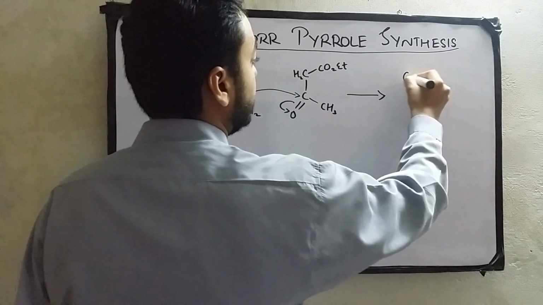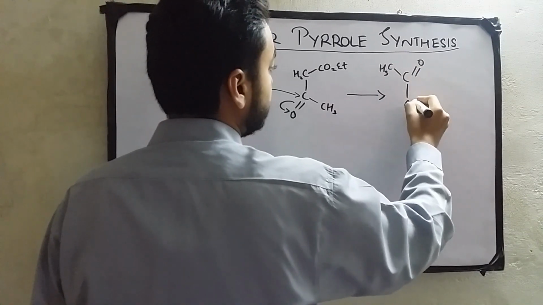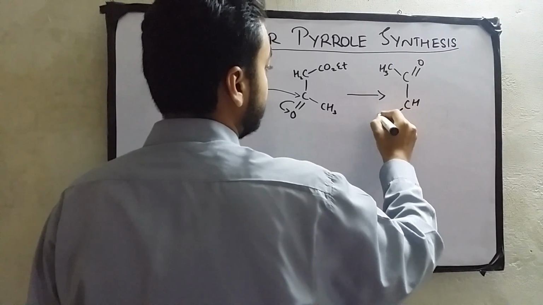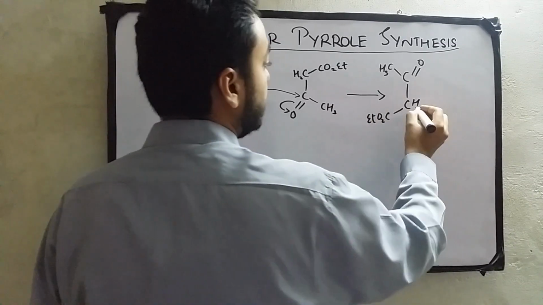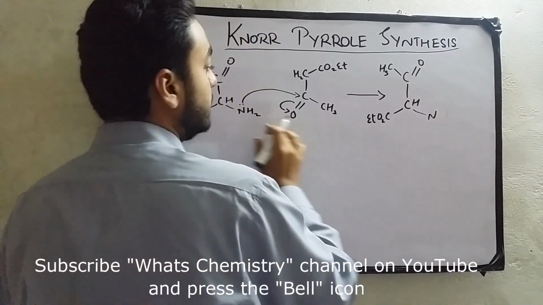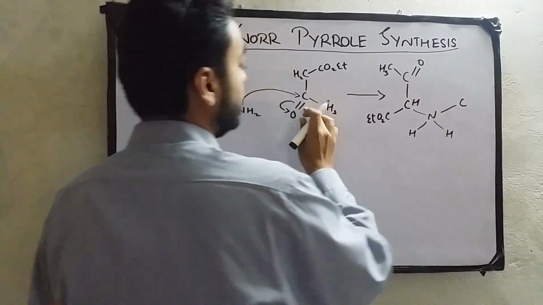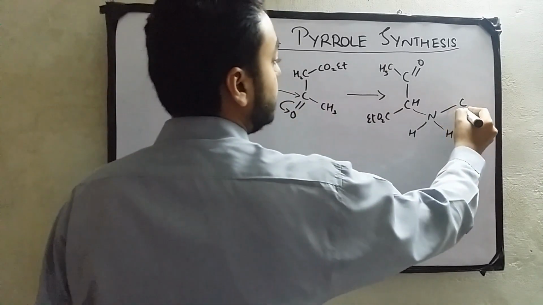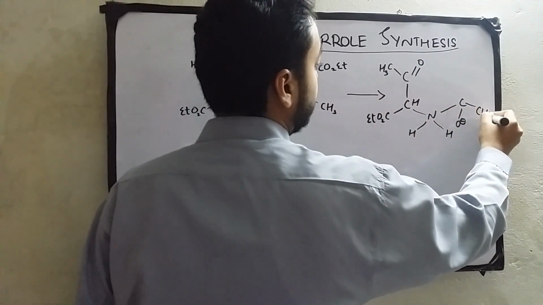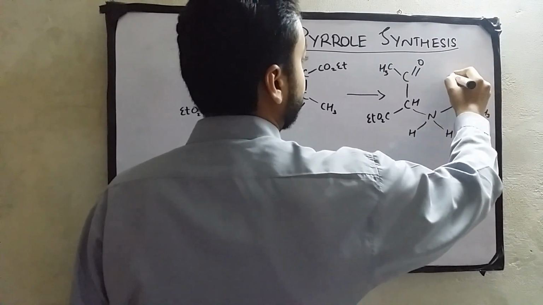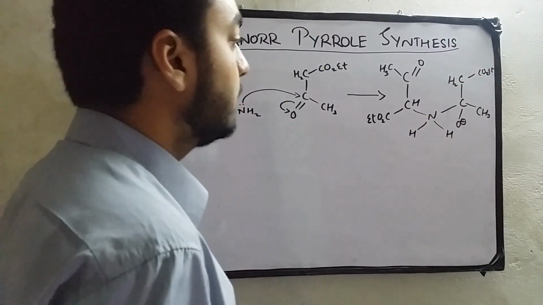Here you can see CO2 ethyl, as it is our ester group, as I have mentioned earlier. So here nitrogen, these two hydrogens as it is, and here C. One bond was broken, so it will be shifted on this oxygen, and here CH3 as it is, and the remaining part as it is, CO2 ethyl.